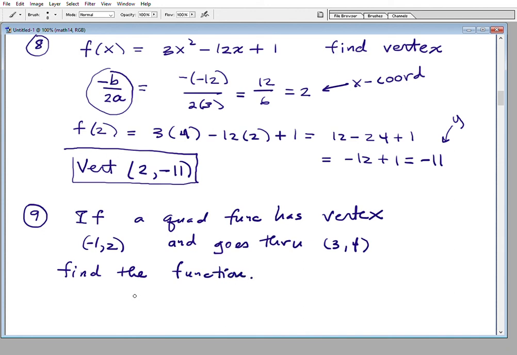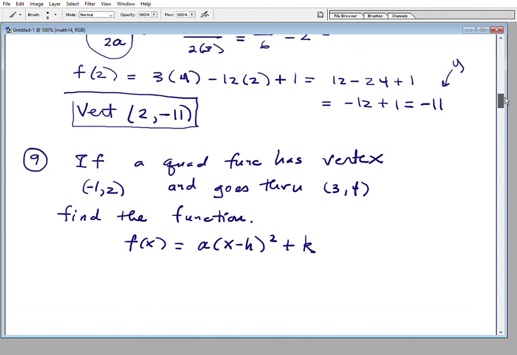Okay, so we write the function like this: a(x minus h) squared plus k, where (h, k) is the vertex. So this is (h, k), it's here. So the first thing you do is just fill that in.